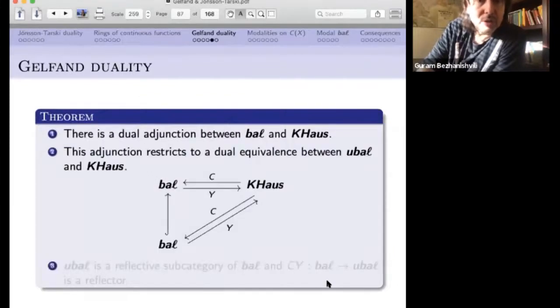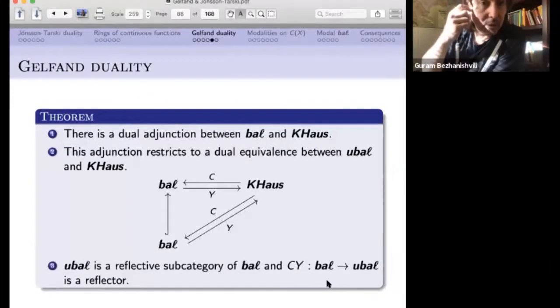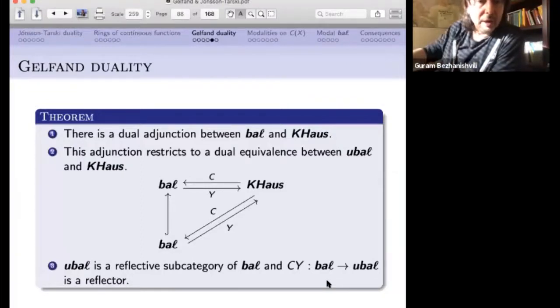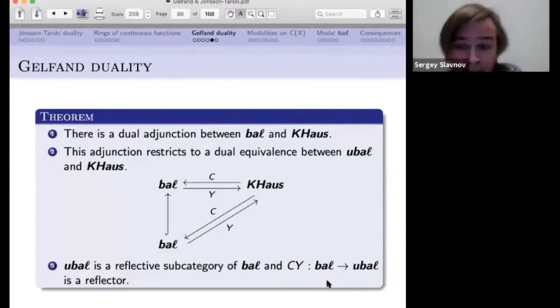And so this is Gelfand duality right here. What I have on this slide is what is known as Gelfand duality. We have this dual adjunction between bounded Archimedean l-algebras and compact Hausdorff spaces. And when you restrict your dual, and here's another typo, this bottom BAL should be uBAL. So when we restrict everything to uniformly complete objects, this dual adjunction becomes a dual equivalence.